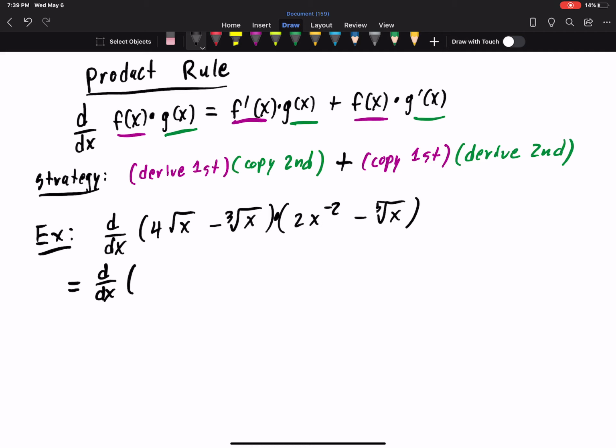So we have 4 radical x, square root of x. That's the same thing as x to the 1/2 power. The next one is minus third root of x. That's the same thing as x to the 1/3 power. All right, then you have 2x to the minus 2. Nothing changes there. No need to put that minus 2 in the denominator or anything like that because we want to use the product rule. So then we have a 5th root of x, so this becomes x to the 1/5 power.